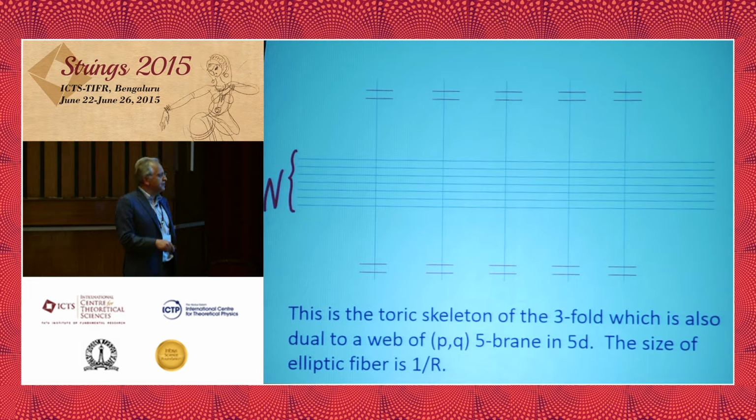You can also view this in the brane picture as a web of (p,q) 5-branes in type IIB, where, for example, you can think about the horizontal lines as D5 branes and the vertical lines as NS5 branes. So you put this on a plane with a periodic direction. The plane is cylindrical, so you have a periodic direction with the size 1 over r. So that's the brane construction of these theories.